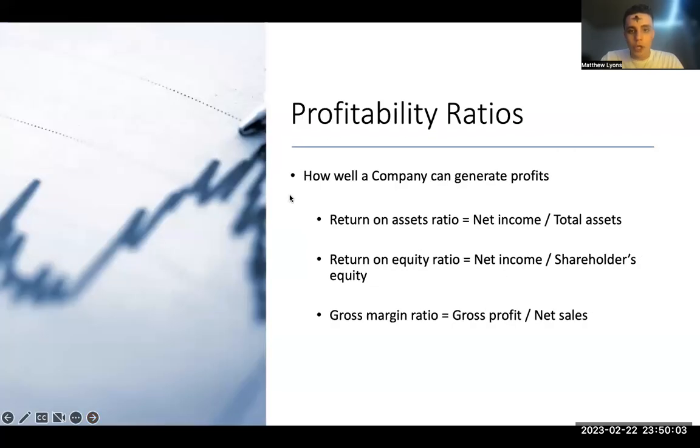So we'll jump into profitability ratios. Profitability ratios are how well a company can generate profits. Again, there are three ratios that we're going to look at here. Our return on assets ratio is net income over total assets. The next one is return on equity, net income over shareholders' equity. That's a very popular one. And then, of course, our gross margin ratio, which is just our gross profit over our net sales.